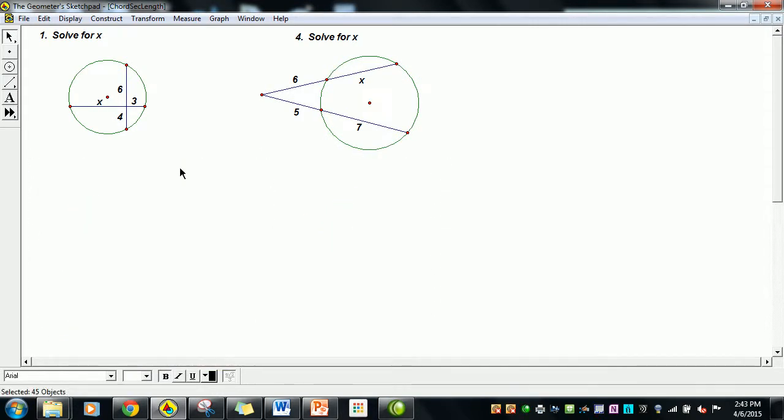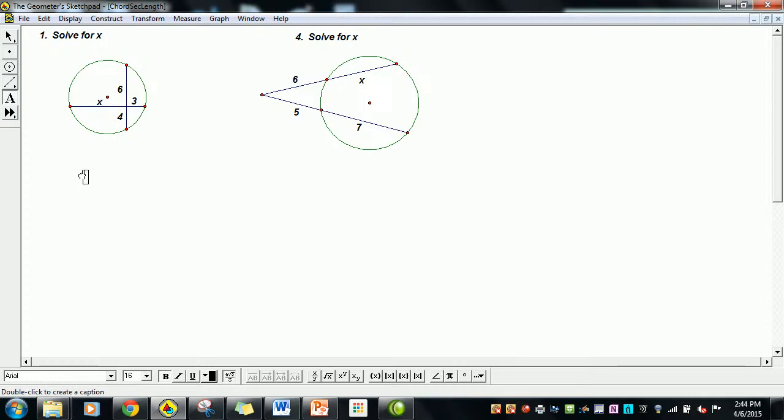For number 1, I have a chord, so I'm going to use the chord rule. And what the chord rule says is that essentially the product of the pieces of each chord will be the same. The chords don't have to be congruent. If they're both diameters, we know they will be congruent. But what we are going to know is that 3 times x is going to equal 6 times 4.